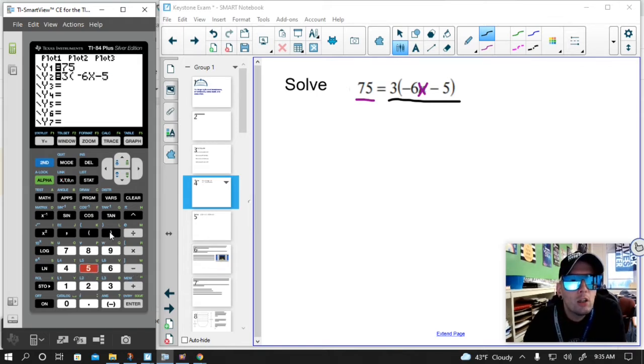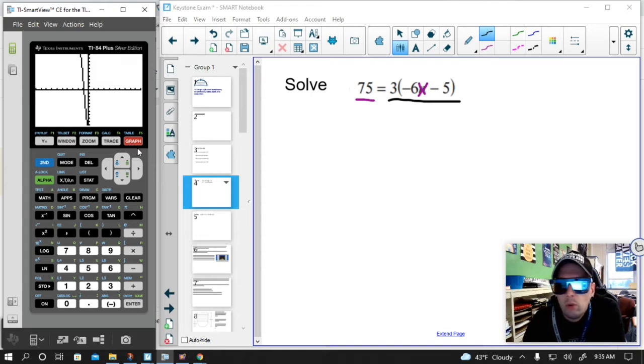Negative 5, close parentheses. The left side is y sub 1. The right side is y sub 2. You hit graph. Now, I don't see where those lines intersect, and that's what I'm looking for. Those of you who have seen my videos on solving systems of equations know that I'm looking to find out when things intersect. Well, I don't see it.